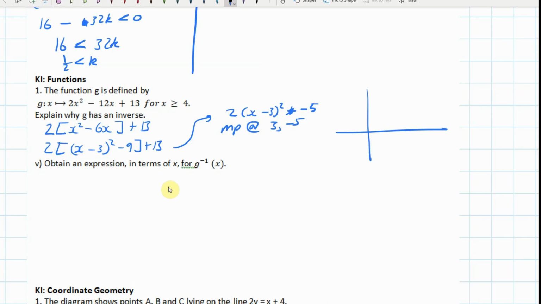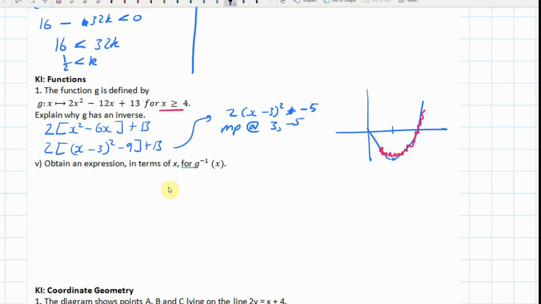So here's our equation. This is 3, this is negative 5, so we've got something that looks like this, roughly. I'm not going to draw it accurately, but we are defining this from x greater than 4, which is here, so we're dealing with this. So why does it have an inverse? Because we've defined it so that the inverse can be 1-to-1. If we defined it, say, over here, that's a many-to-1, and when we do an inverse, we'd get 1-to-many, which is not a function.